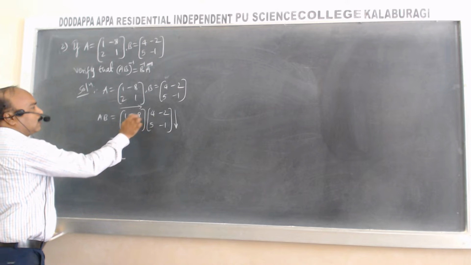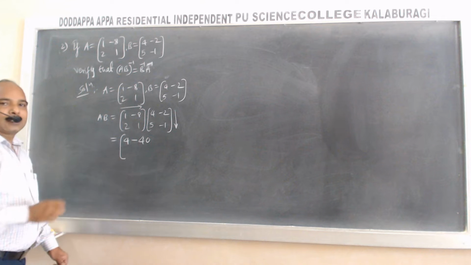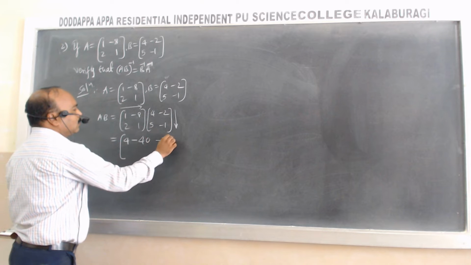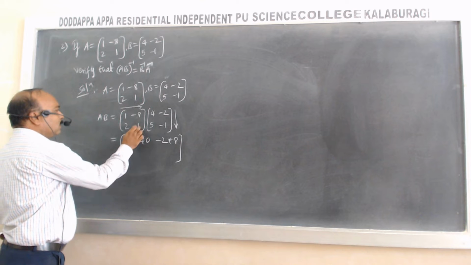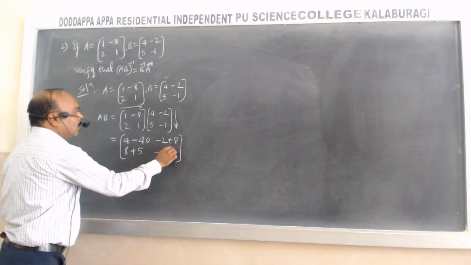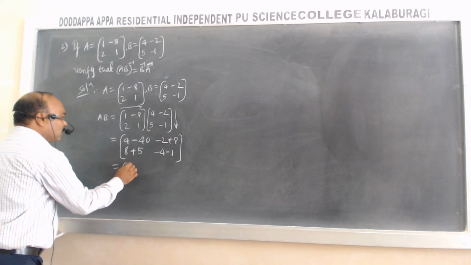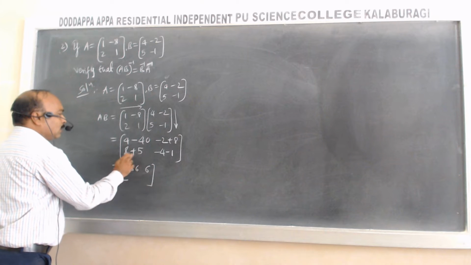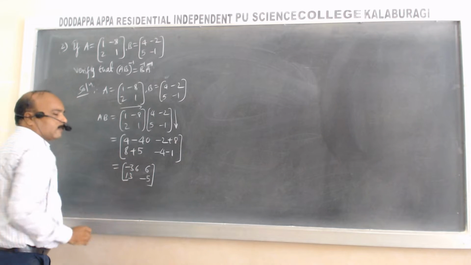First we write 1 into 4, 4, minus 8 into 5 is 40. Next, second column, minus 2, it is plus 8. Next, 2 into 4, 8, plus 5. Next, second column, minus 4 minus 1. Now by simplifying this we get 4 minus 40, minus 36; minus 2 plus 8, 6; 8 plus 5, 13; minus 4 minus 1, minus 5.